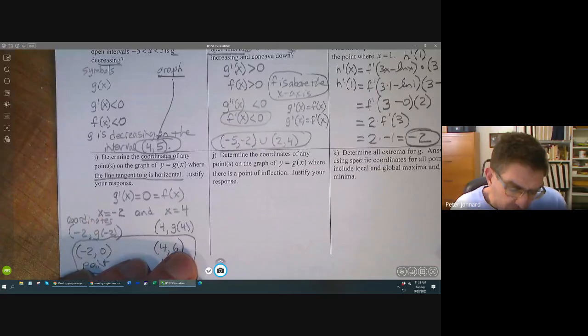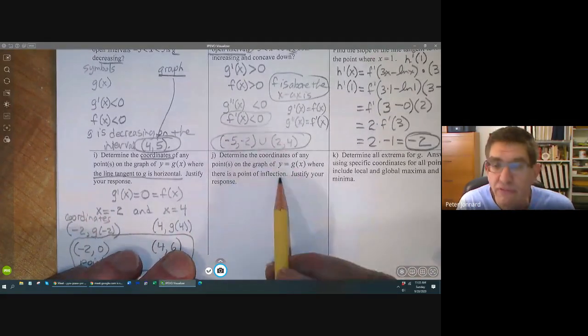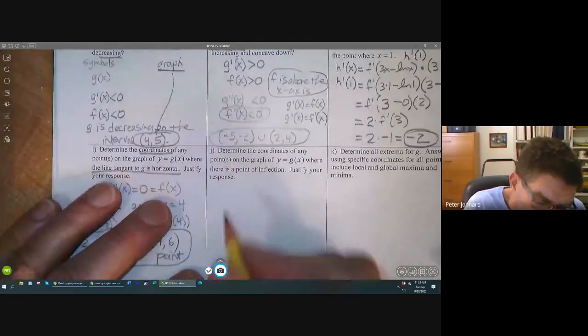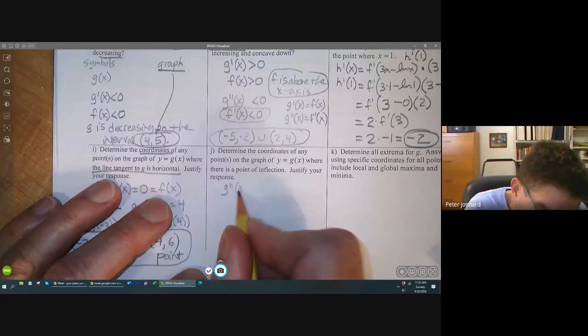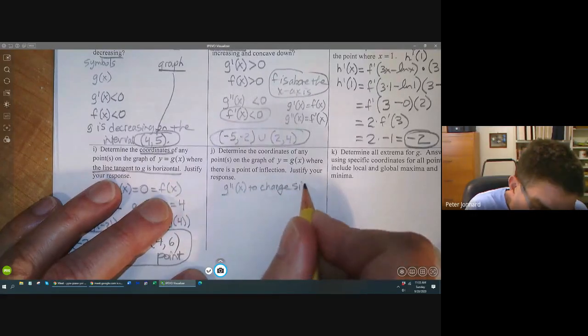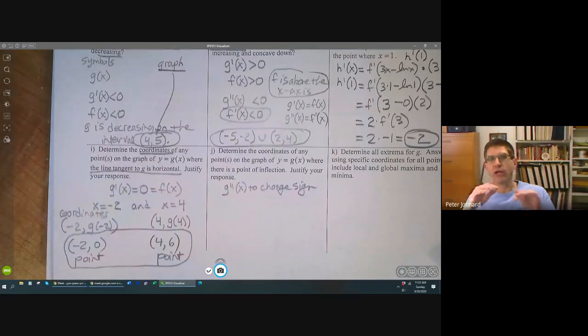Determine the coordinates of any points on the graph of g of x, which they didn't give us, where there's a point of inflection, and justify your response. So here's what we need. We need g double prime of x to change sign. That's critical. That's what has to happen. The second derivative of g has to change sign.